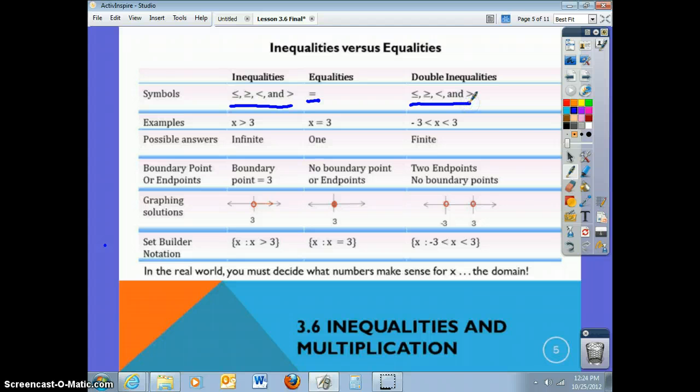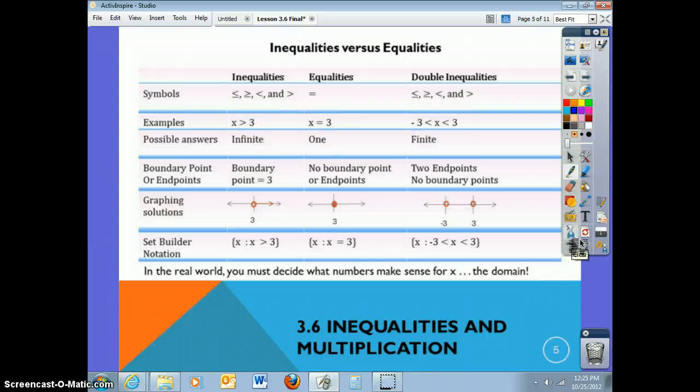And you also have something called double inequalities, and they use the exact same symbols. Here's an example of an inequality, x is greater than 3. A very similar one of an equality, x is equal to 3. And here's a double inequality. x is greater than negative 3 and less than 3.